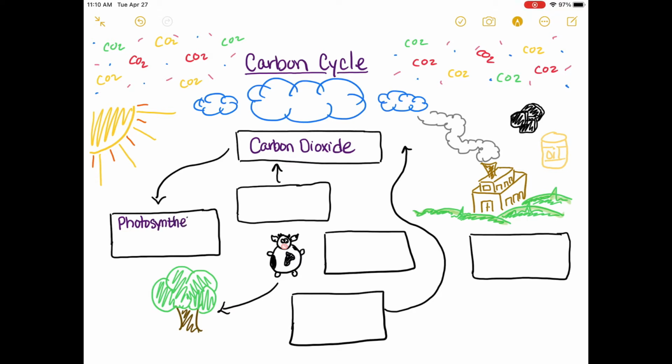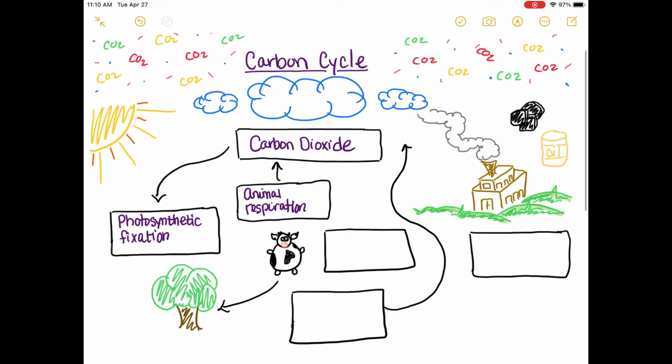Photoautotrophs incorporate carbon dioxide into organic matter by using energy from the sun. Moving over to our animal, don't laugh at my cow, don't laugh at my picture. So we have animal respiration. The animal takes in air and releases carbon dioxide into the atmosphere. Carbon can also be excreted or given up through death, decomposition.